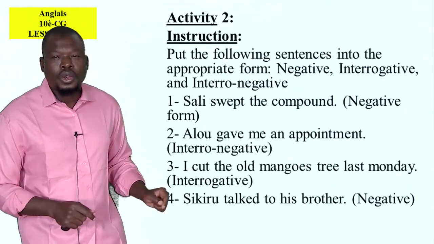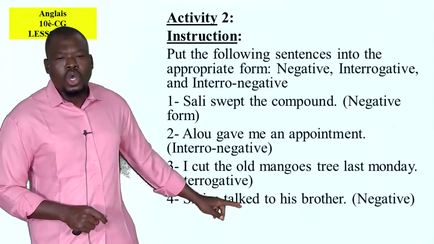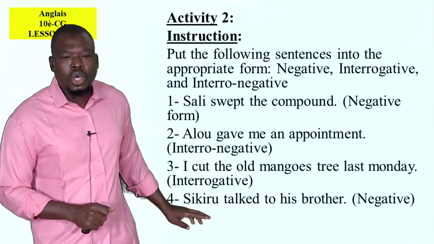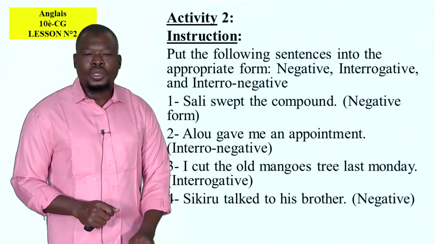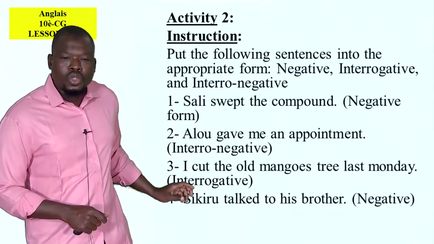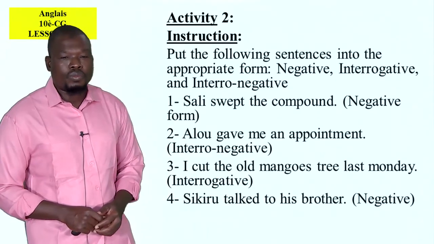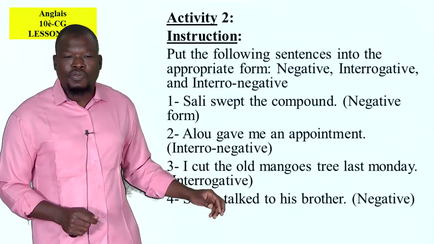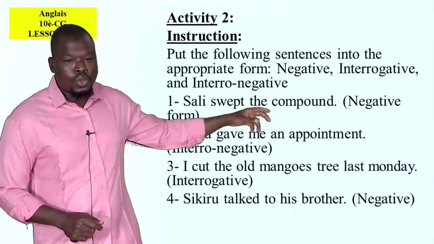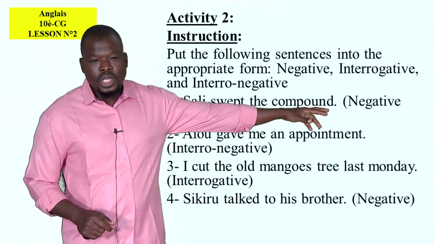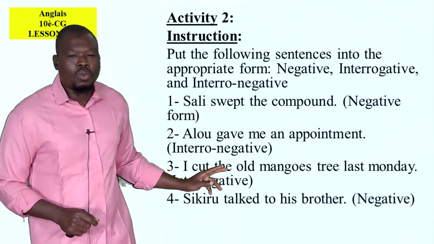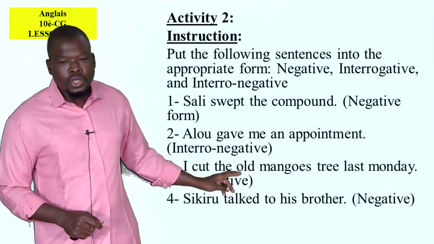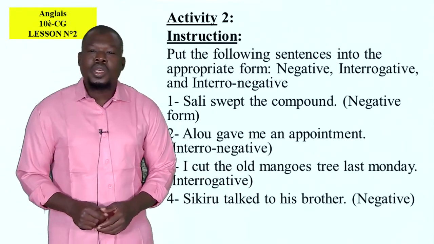And the last one here is Sikiru talked to his brother. So you have to put it also in negative form. Retain that all of these sentences are in affirmative form. The first one is to be put in negative form, the second one in interrogative, the third in interrogative, and the last one in negative form.